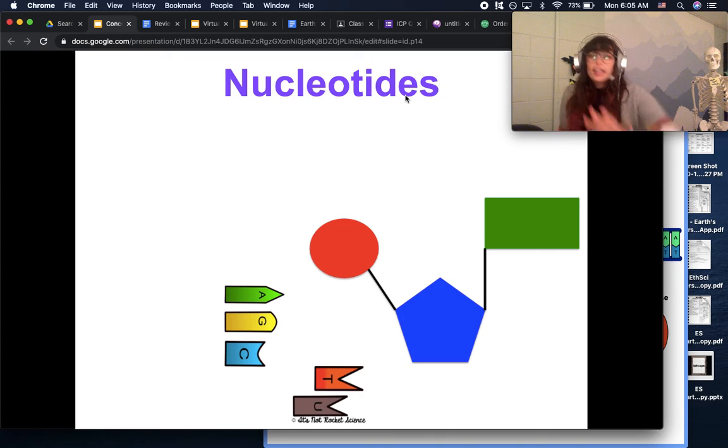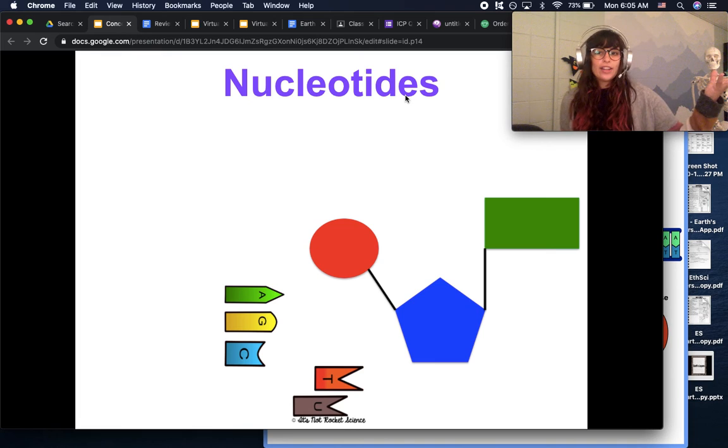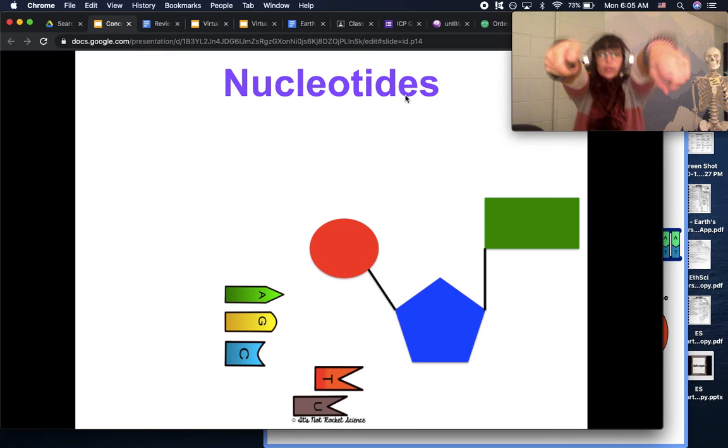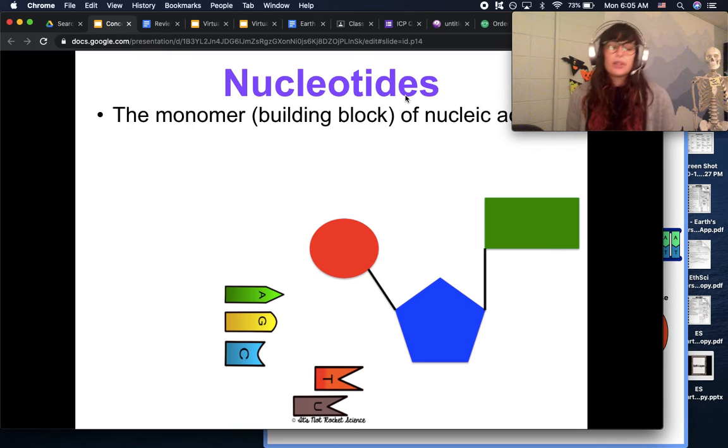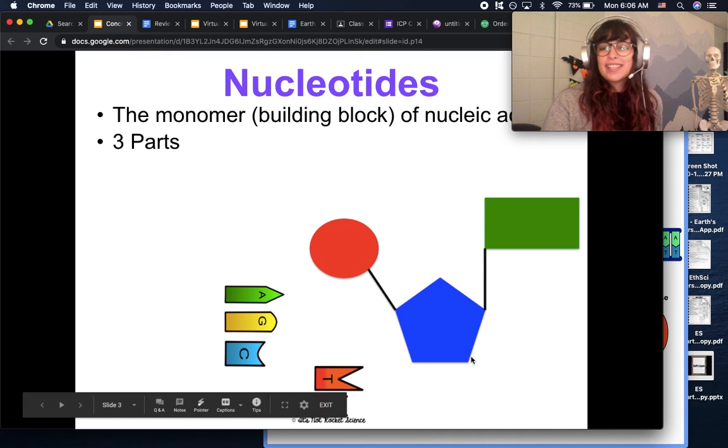What all nucleic acids, DNA and RNA, have in common is that they're made of these little building blocks. Just like carbohydrates are made of monosaccharides, nucleic acids are made of nucleotides. That's their monomer. It's the building block of any nucleic acid. There are 3 little parts, and some people like to say that it looks like a duck. Like this is the head of the duck if you gave it a beak, and this little pentagon is its body, and this is kind of his tail, so if that helps, it helps.